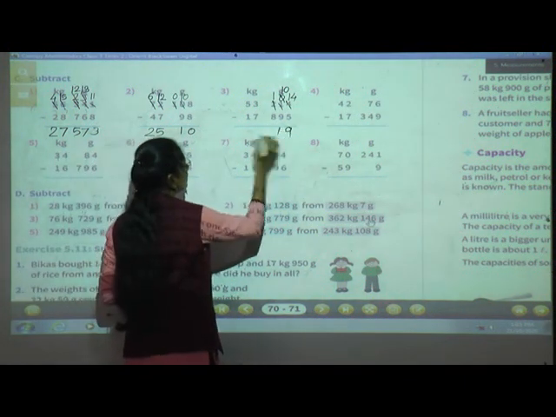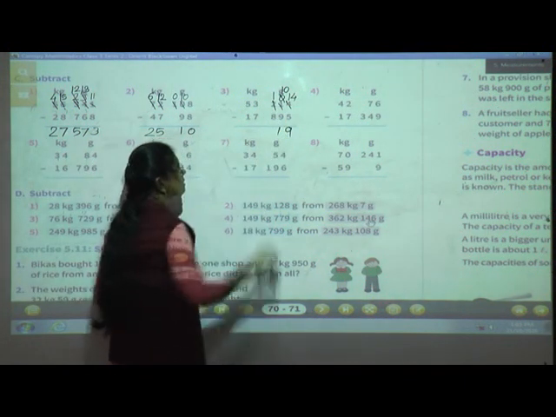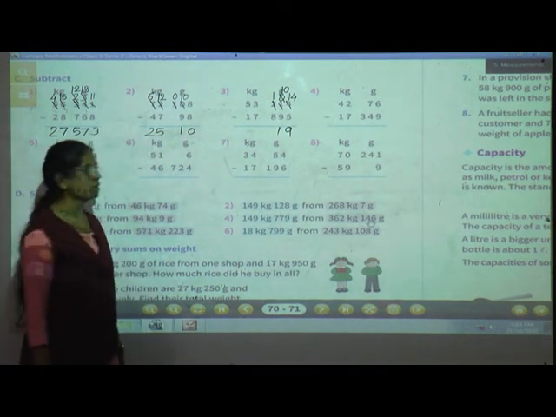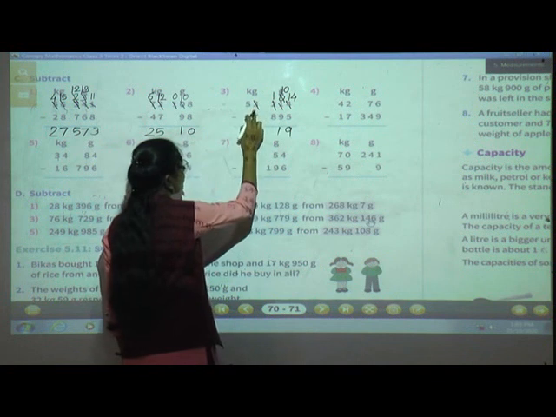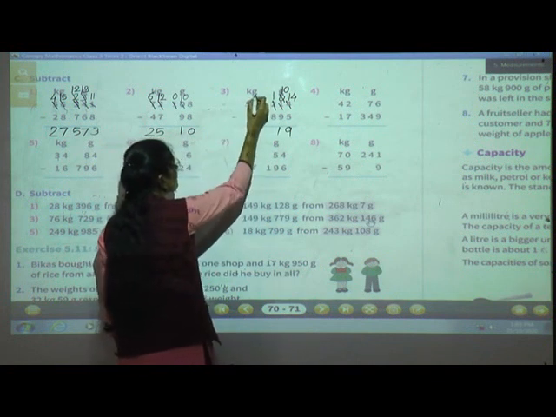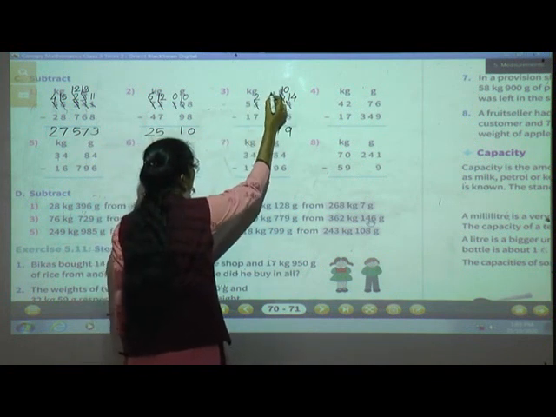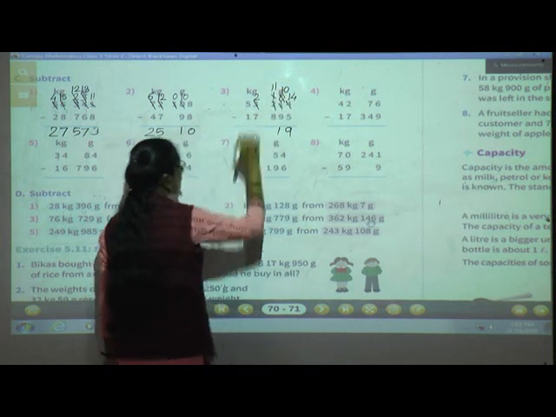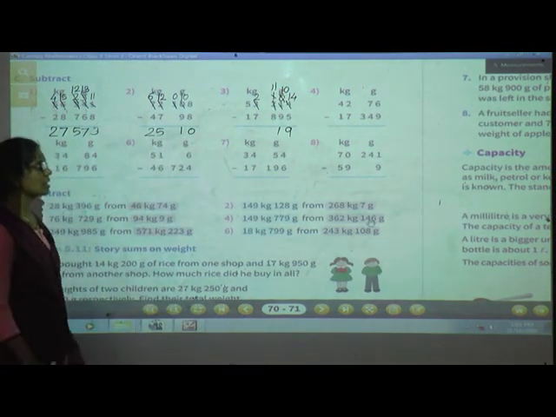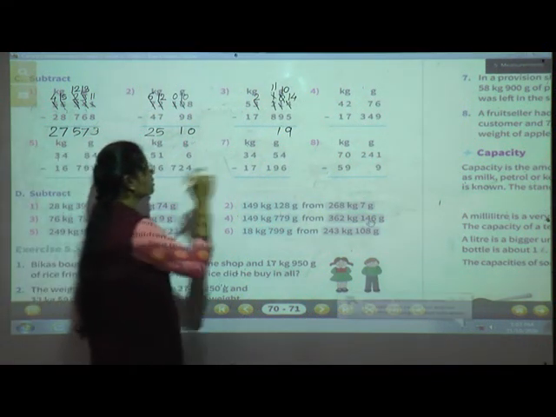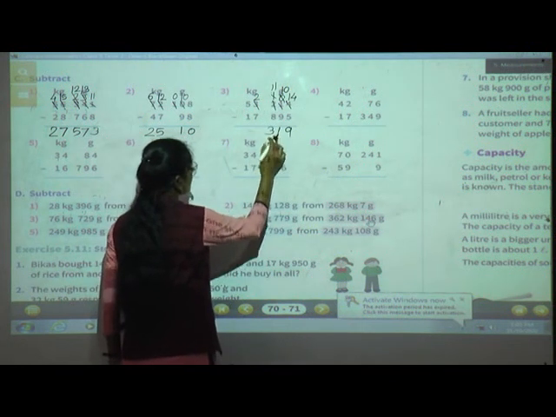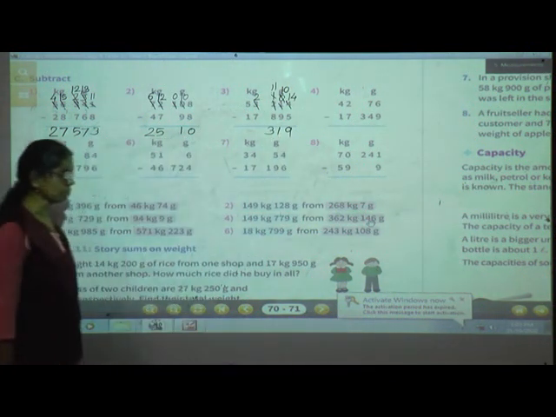So write here 1. Then 1 minus 8. Again not possible. So again we will move to the neighbor. Here 3 is there. So we will take one borrow from this 3. So 3 minus 1, here 2 will remain and this 1 will become 11. Now 11 minus 8. After 8, count your fingers till 11. Yes, 9, 10, 11. So how many are remaining? 3. So write here 3.